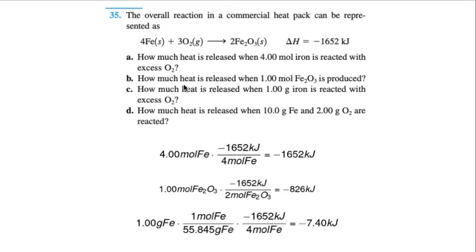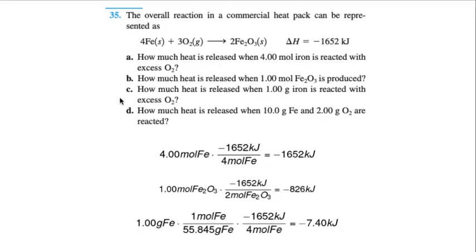Notice how that changes if we have, in the next problem, how much heat is released when 1 mole of Fe2O3 is produced. So 1 mole of Fe2O3 is provided, and in the balanced chemical equation, 2 moles of Fe2O3 produced will be associated with that heat energy change. So that's negative 1652 kilojoules per 2 moles of Fe2O3 produced. Of course, then that would be half that.